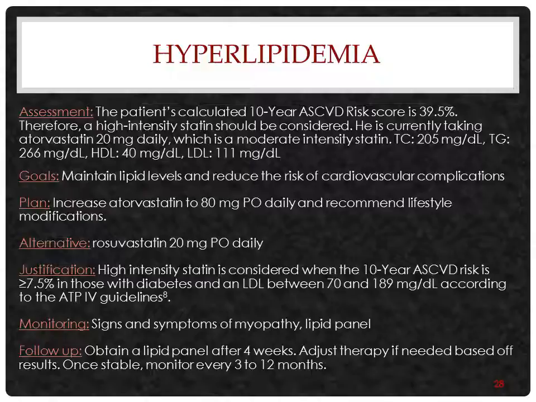Our justification for this plan is that a high-intensity statin is considered when the 10-year ASCVD risk is greater than or equal to 7.5% in those with diabetes and an LDL between 70 and 189 milligrams per deciliter, according to the ATP-IV guidelines. For monitoring, we're going to look for signs and symptoms of myopathy and also evaluate his lipid panel every 3 months. Our follow-up would be to obtain a lipid panel after 4 weeks to assess the effectiveness of the therapy that we've chosen. We'll adjust the therapy if needed based off of results, and once stable, we're going to monitor the patient every 3 to 12 months.